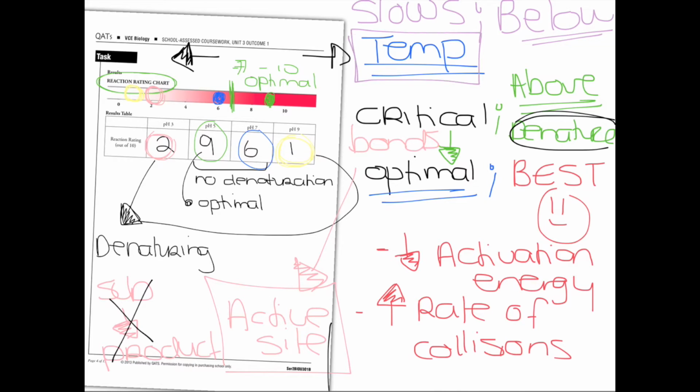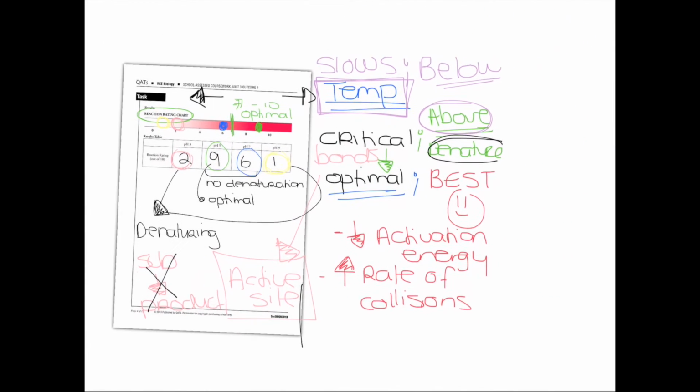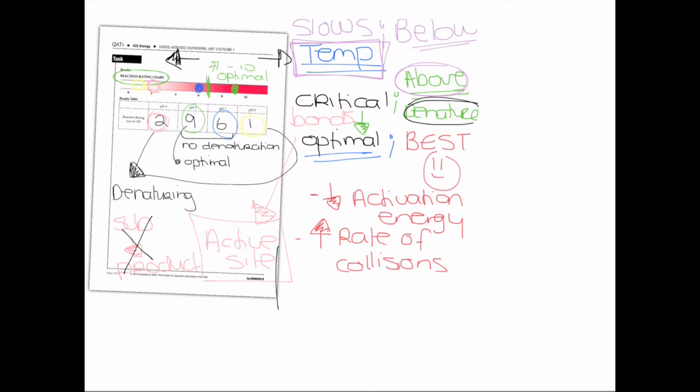Okay, the only time that you will denature an enzyme when you're exposing it to different temperatures is when it's above. All right, when it's below, it will slow the reaction right down, but then you can heat it back up. As long as you don't heat it back up past that critical temperature, then you're okay.